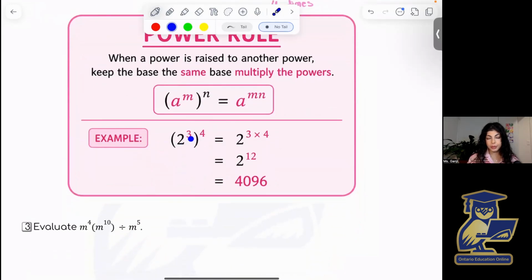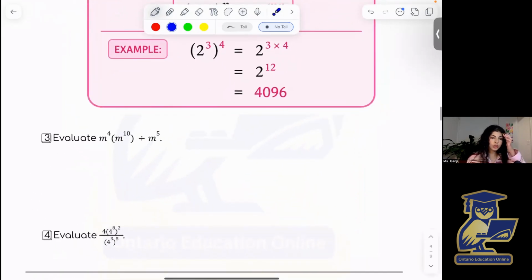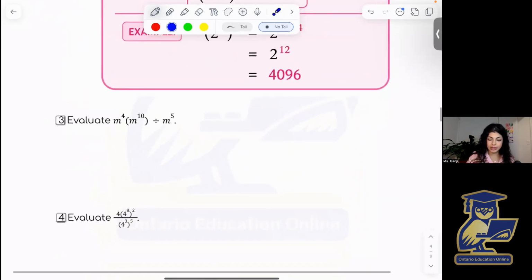So 2 to the power of 3 here, and this as a whole raised to the power of 4. So keep in mind, we need the bracket to show that. This is 2 to the power of 3 times 4, or 12. And if you evaluate, this is 4,096. So we're going to try a couple examples first together.